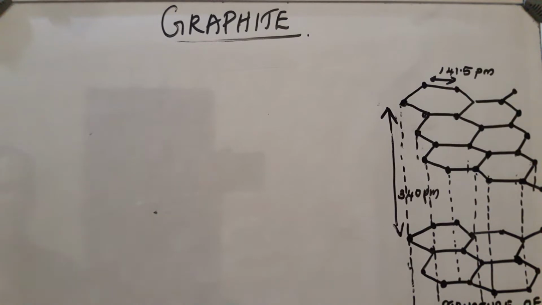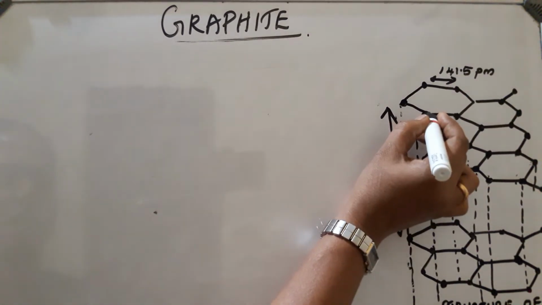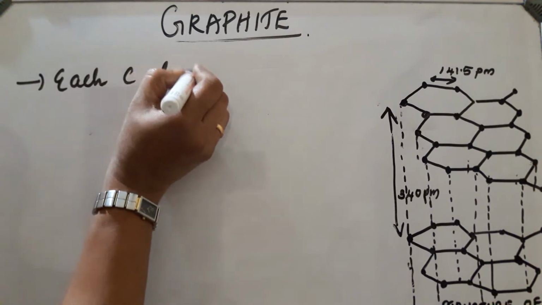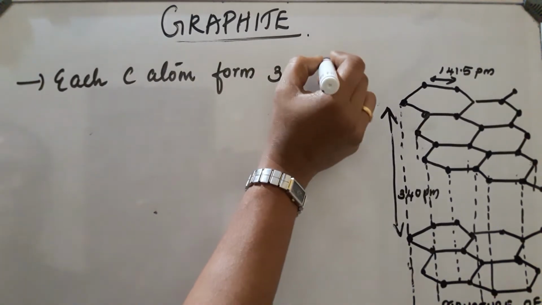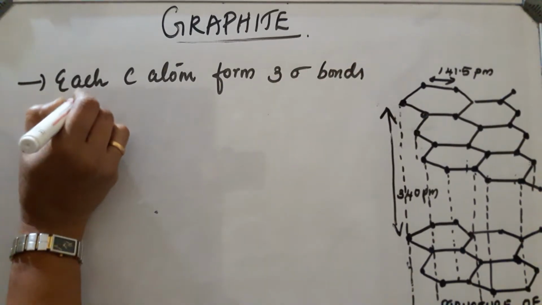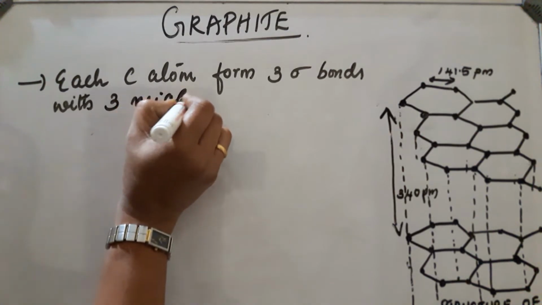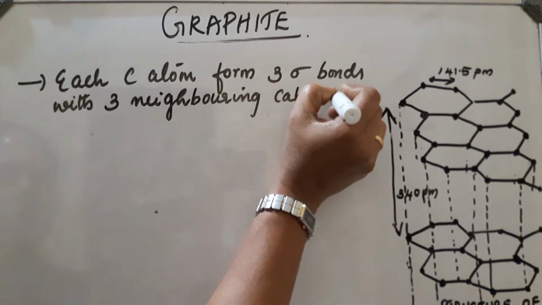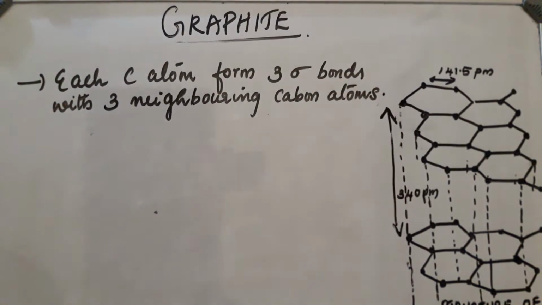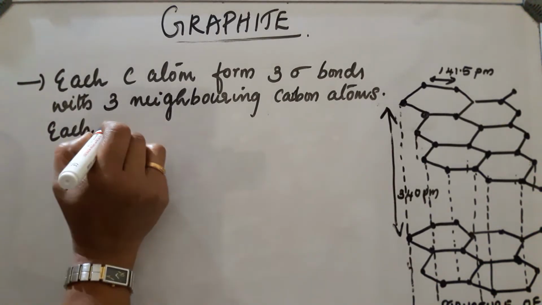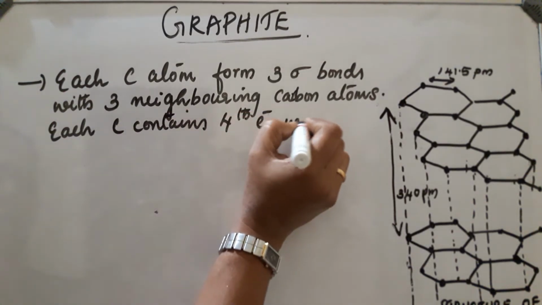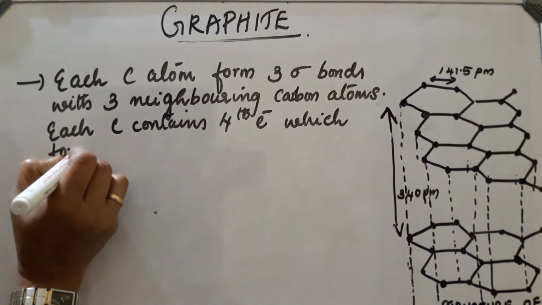Next, each carbon atom in graphite forms 3 sigma bonds with 3 neighboring carbon atoms. And the fourth electron in each carbon atom forms a pi bond. Each carbon contains a fourth electron, which forms a pi bond.